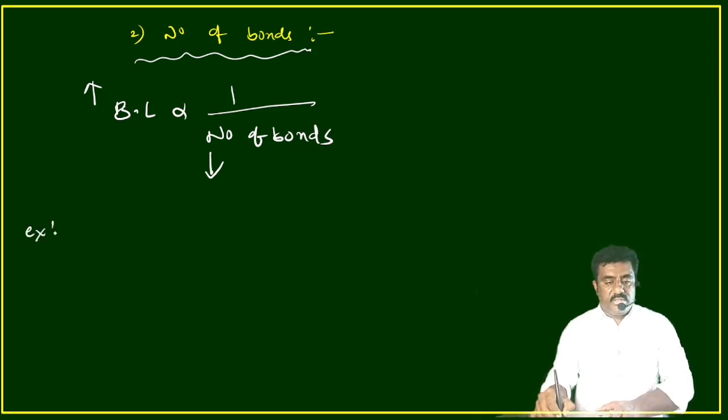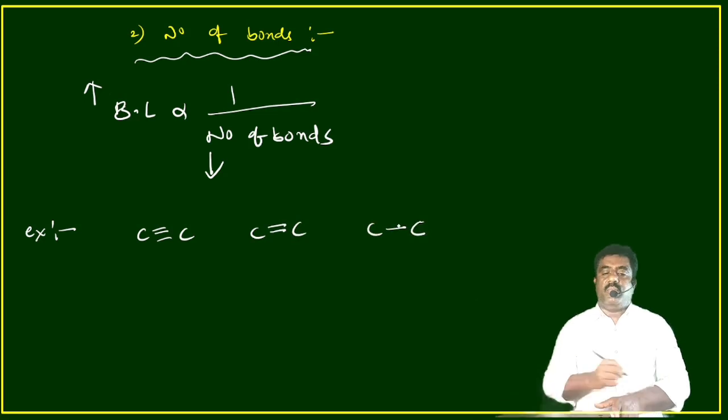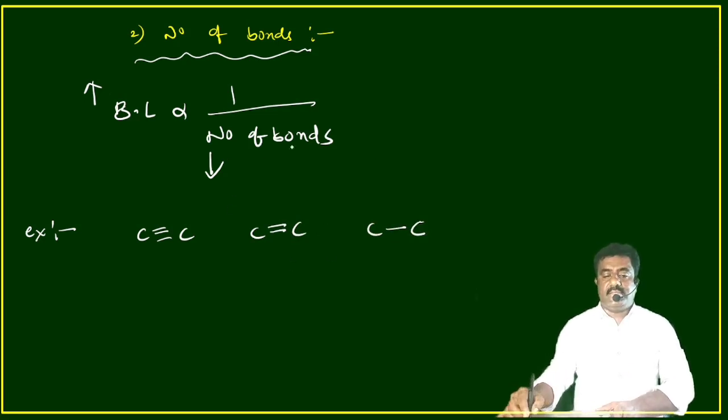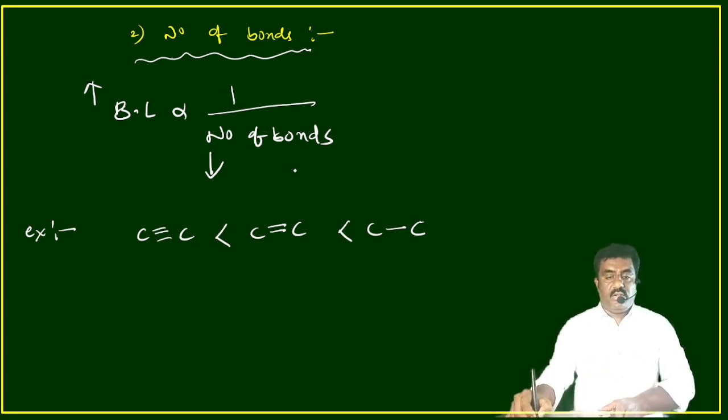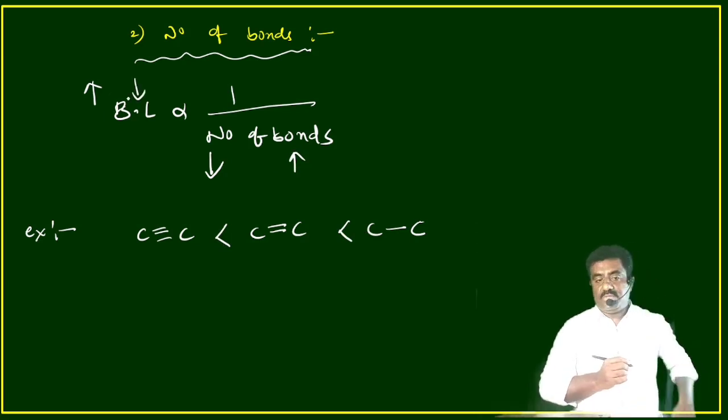I'm taking an example for this: carbon-carbon triple bond, carbon-carbon double bond, and carbon-carbon single bond. Which has more bond length? The order is carbon single bond, then carbon double bond, then carbon triple bond. As the number of bonds increases, bond length decreases. The relation is inversely proportional: bond length is inversely proportional to the number of bonds.